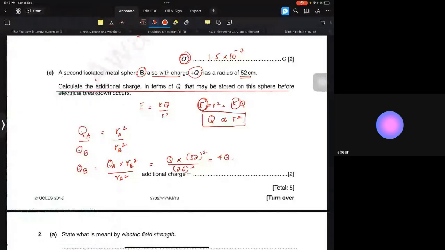Now, the question is a trick question, and it says you got to find the additional charge. So obviously, the first one had Q, so the additional charge is not going to be 4Q. In fact, it's going to be 4Q minus Q because that would be the extra charge if you put it in. That's when the electrical breakdown is going to occur. So the answer is 3Q, not 4Q. Get it, kids?